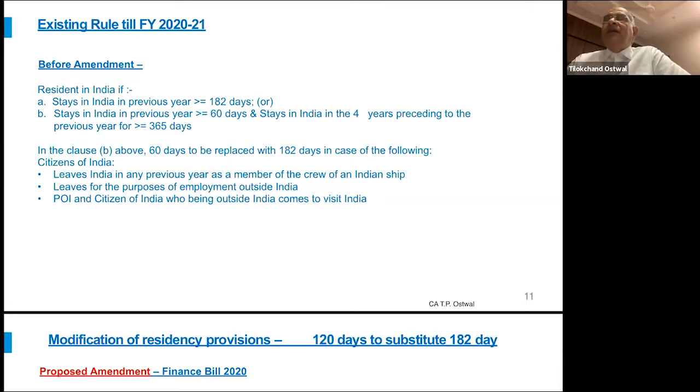And thirdly, if you are non-resident and you are coming to visit India, this was the law till last year: if you are coming to visit India for less than 182 days during the year, then you also become non-resident. You are not required to be called a resident. Interesting decisions have come on this particular last aspect.